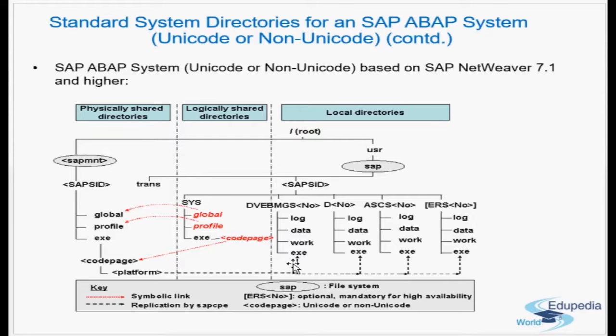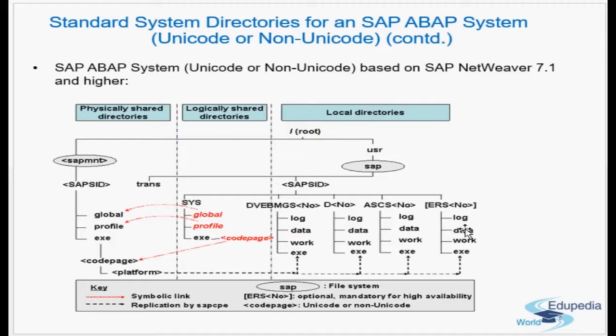So here, for each instance, we have different subdirectories. We have the central services subdirectory, and from 7.1 and higher we have one more subdirectory because we have one more instance. That is the ERS number. This is mandatory for high availability. So ERS and the instance number.